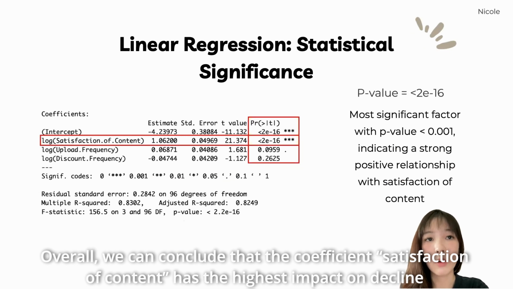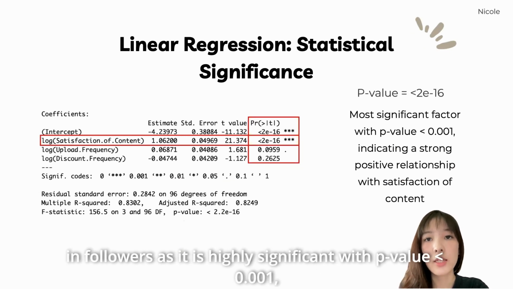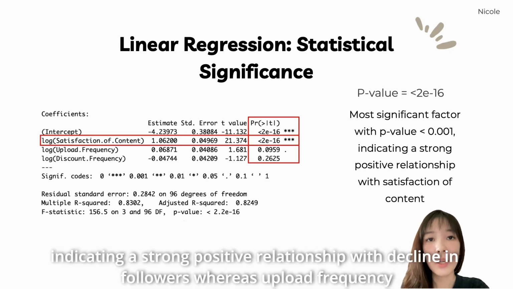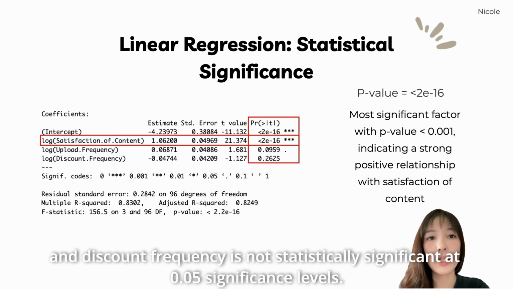Overall, we can conclude that the coefficient satisfactional content has the highest impact on declining followers, as it is highly significant with a p-value less than 0.01%, indicating a strong positive relationship with decline in followers, whereas outlook frequency and discount frequency is not statistically significant at 0.05 significance level.